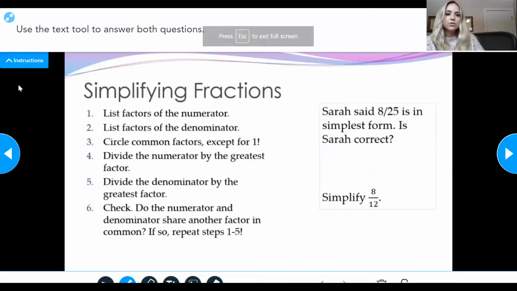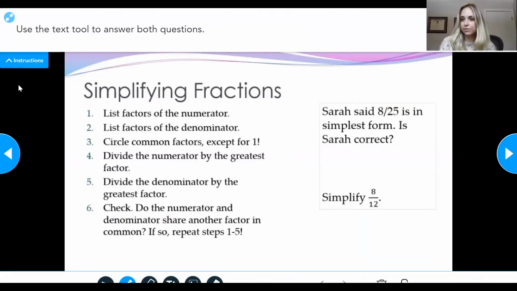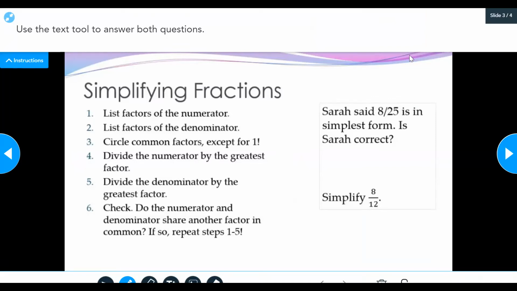Okay, so this next question has to do with simplifying fractions. There's actually two questions on the slide. Sarah said 8/25 is in simplest form. Is Sarah correct? And we've got the steps here, 1 through 6. So the first step is to list factors of the numerator. So let's go ahead and do that.